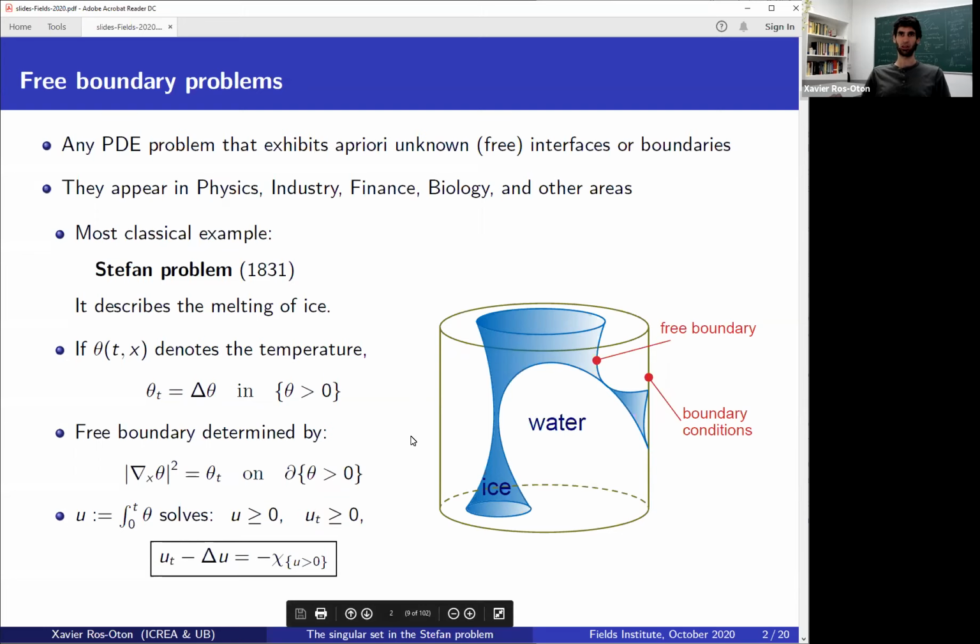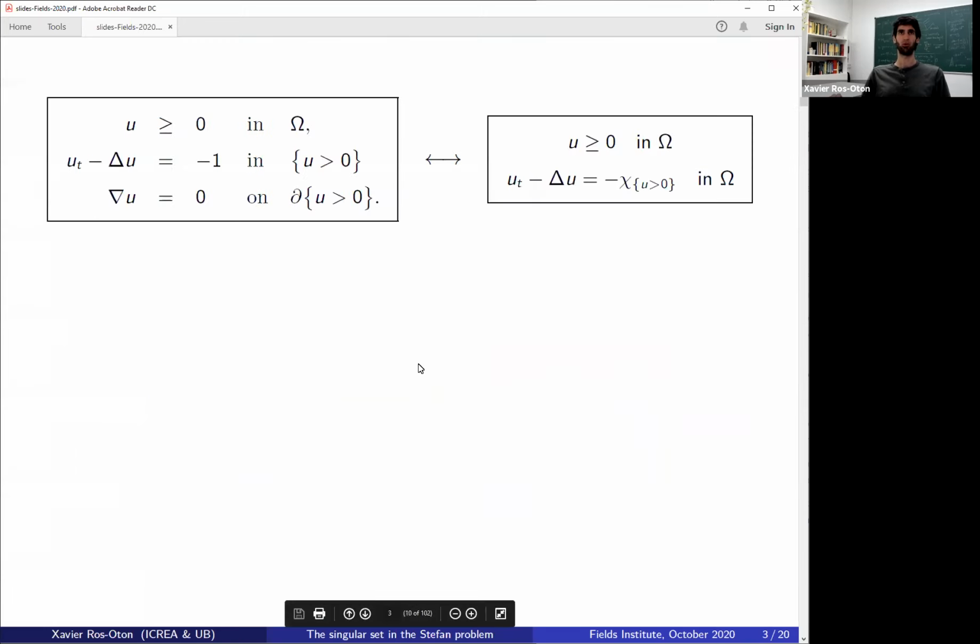So let me, in the next slide, explain it in a bit more detail. This is the equation that we have: the heat operator equals minus the characteristic function, and u is non-negative. This is the same as saying that you have a non-negative function in a given set, say B1, the unit ball. And then this function satisfies two conditions.